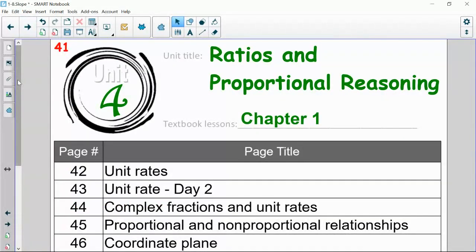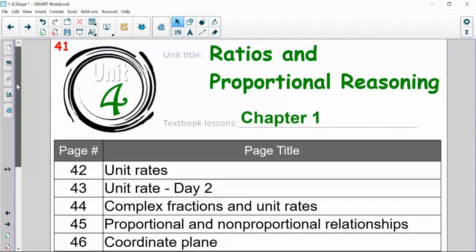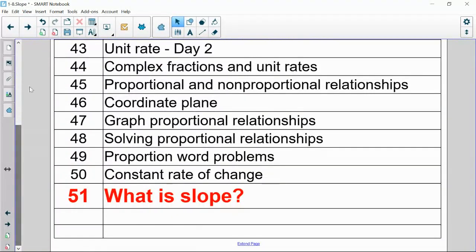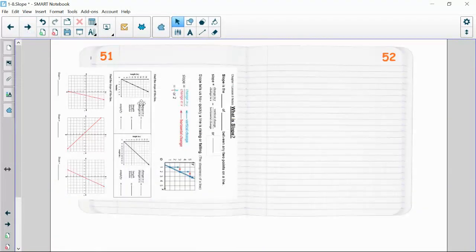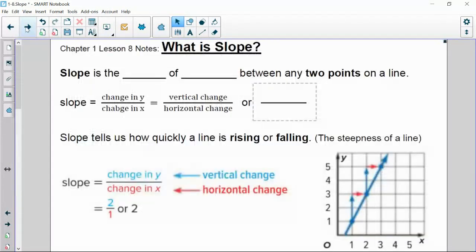Okay, we're in Unit 4, but it's Chapter 1 of the Volume 1 textbook. Gluing in today's notes, it is a 2-page set, so you want to make sure you can see the back side. So what is slope that we know of?